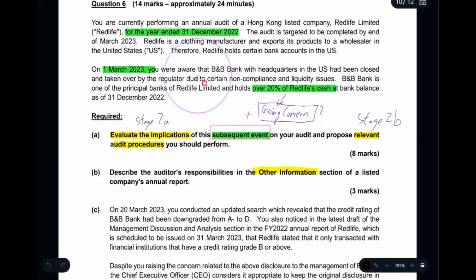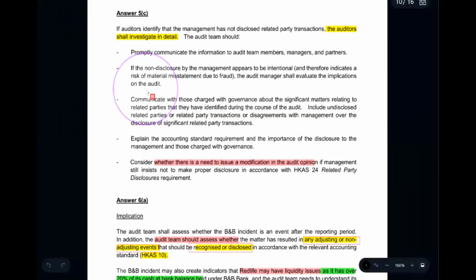Let's look at the answer together, shall we? How to evaluate the implication. Because this type of question, you can say it is easy, because a subsequent event question is always like this. You can say it's difficult because there's no case facts here. Section B, the difficult part of question B is sometimes there are no case facts, or there are very little case facts, and from this very little case facts, you need to be able to make your conclusion. For example, in this question, let's see.